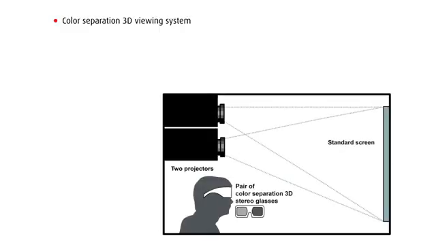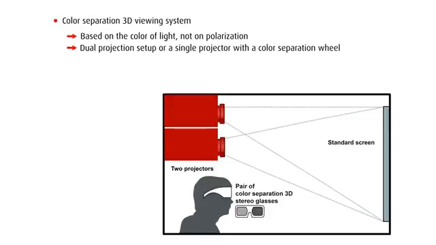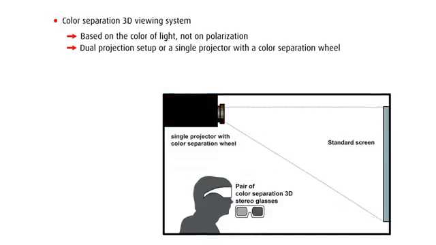The previous systems were based on the polarization of light. However, 3D projection can equally be based on the color of light. Color separation 3D works either with a dual projection setup or a single projector with a color separation wheel. The color separation 3D viewing system requires no special screen or wall to achieve a stereoscopic effect. This is an important consideration for cinema owners since special polarization-retaining projection screens tend to deteriorate the quality of 2D projections. This calls for some explanation.